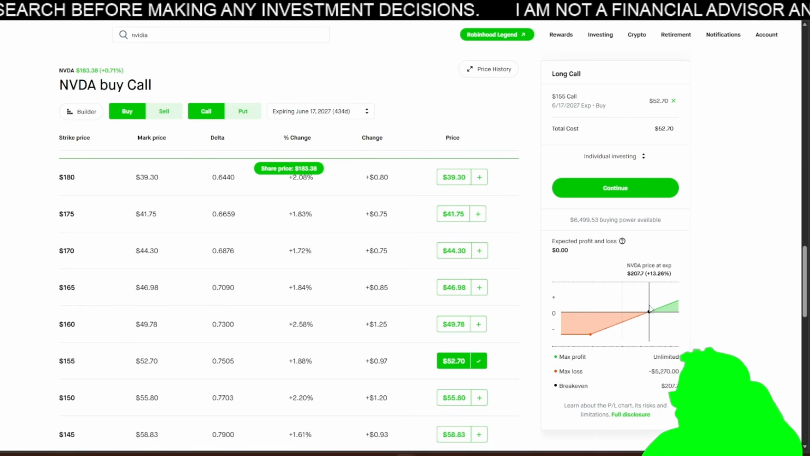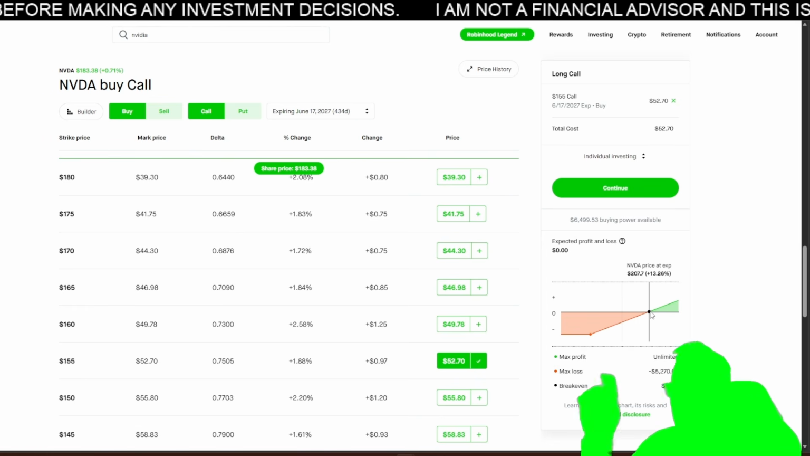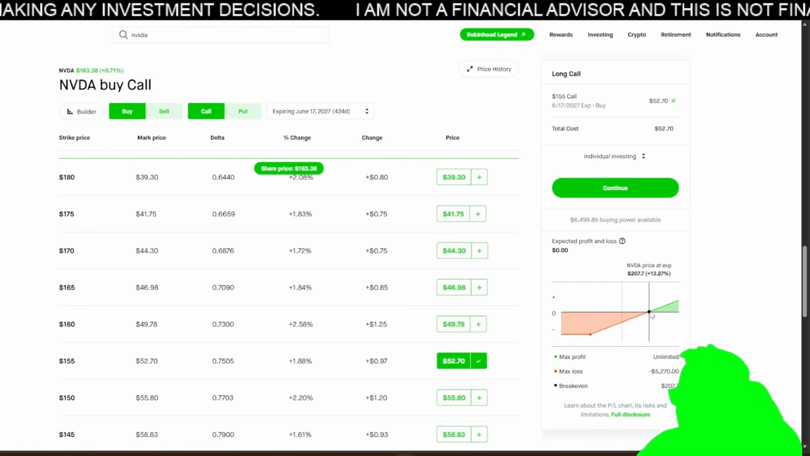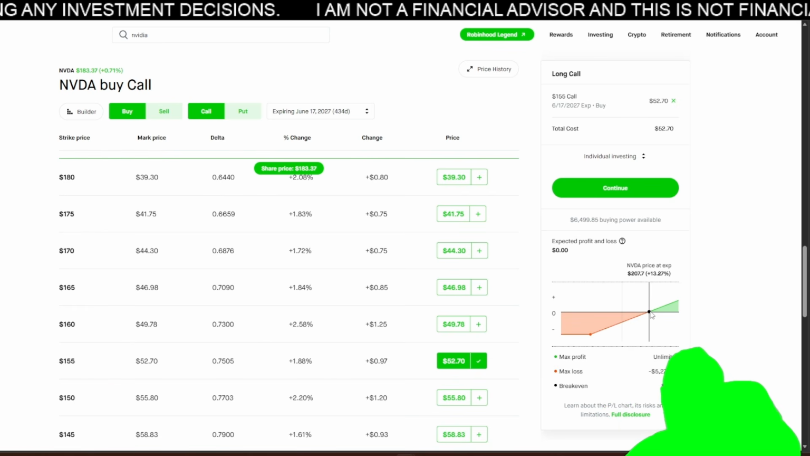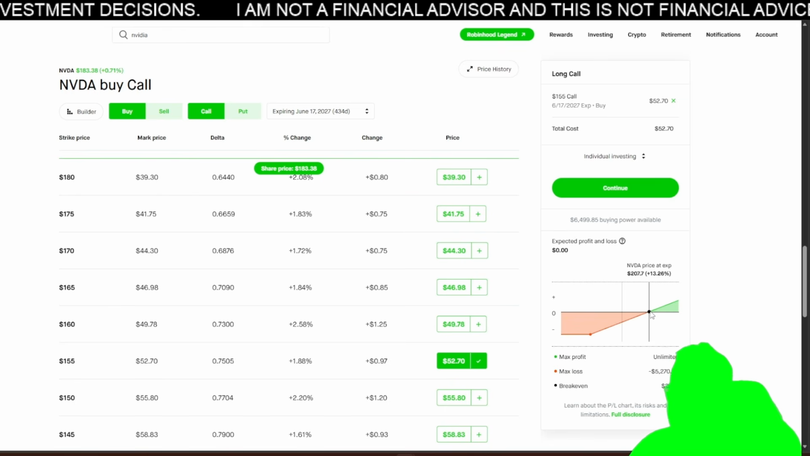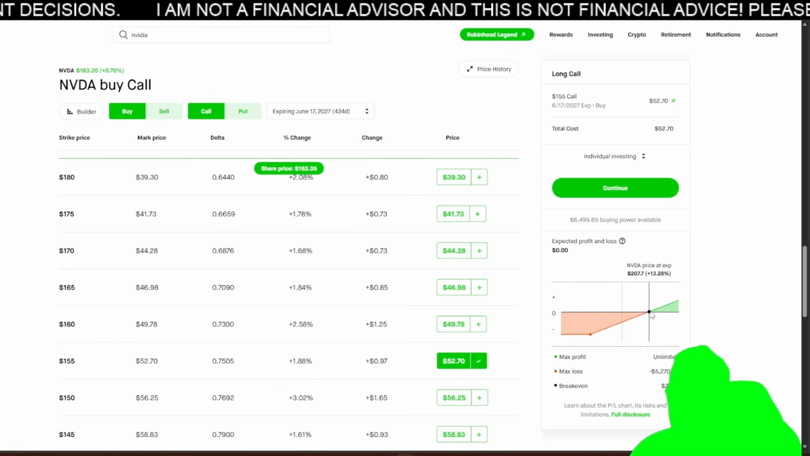Now, again, what you'll see here is that NVIDIA will basically be break even at 207. We went over how the break even is calculated here, so take a look at that. Basically, if NVIDIA goes up 13% between now and June of next year, you'll be making some very good money without having to put up $18,000 in cash, which again is very, very nice. We put up $5,000 here.